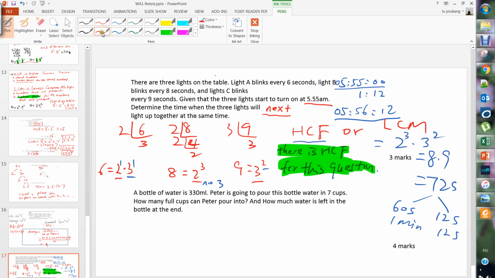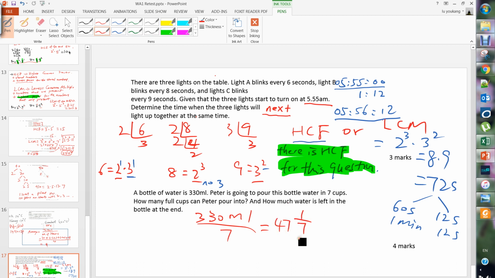Okay, next, a bottle of water is 330 milliliter, and Peter is going to pour this bottle of water into 7 cups. So basically you divide by 7, right? And then what do you have after this? Let me use a calculator and see what I have. So I have 330 divided by 7. Okay, I have 47.